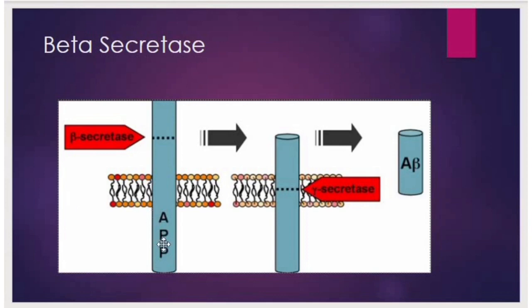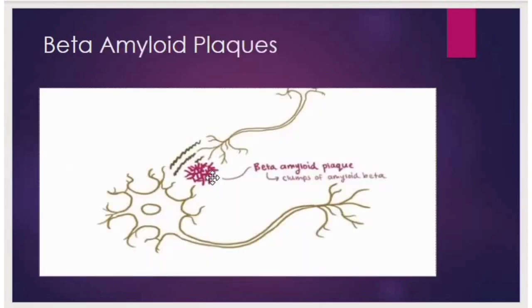Now, this amyloid precursor protein breaks down in the presence of beta secretase and subsequently gamma secretase, resulting in the formation of beta amyloid. These beta amyloids form plaques in the synapse, and when these plaques form, they of course impair nerve impulse conduction.